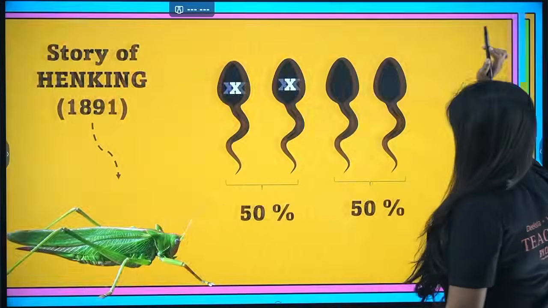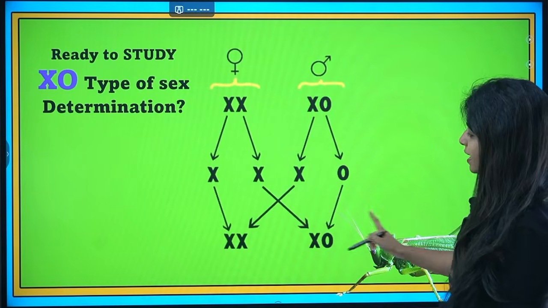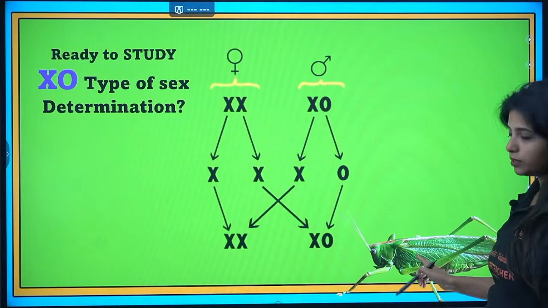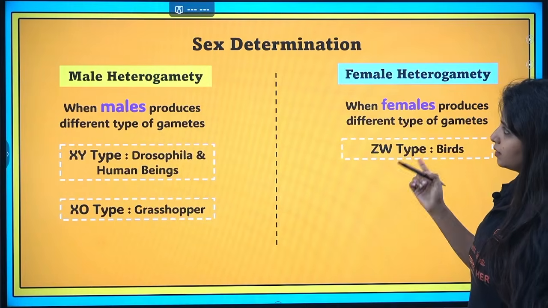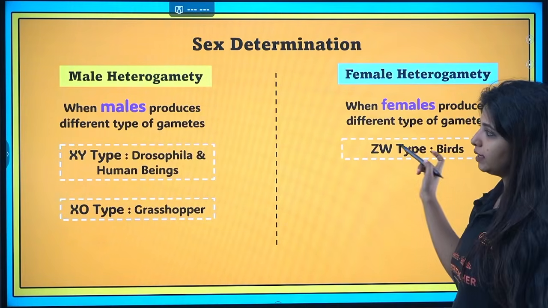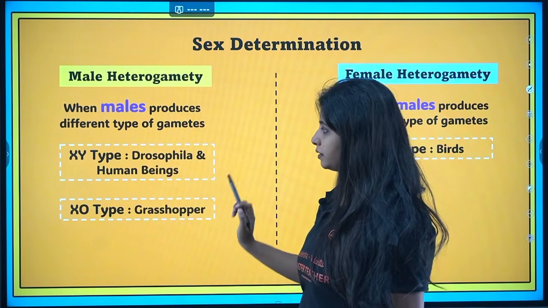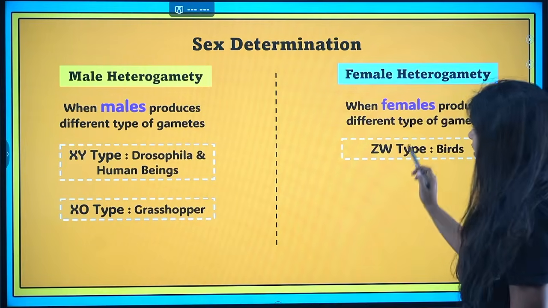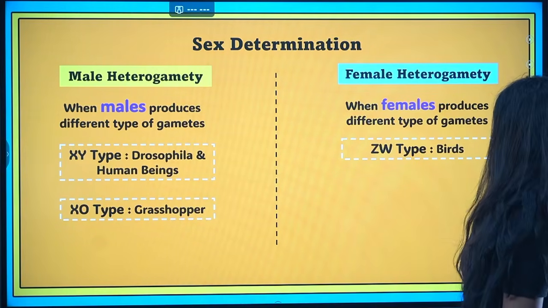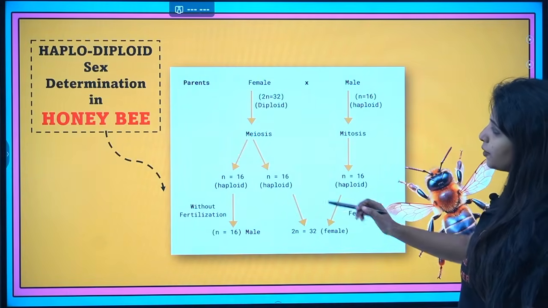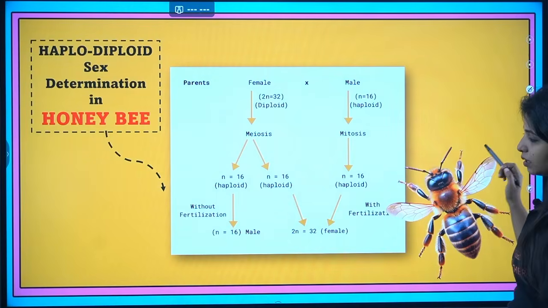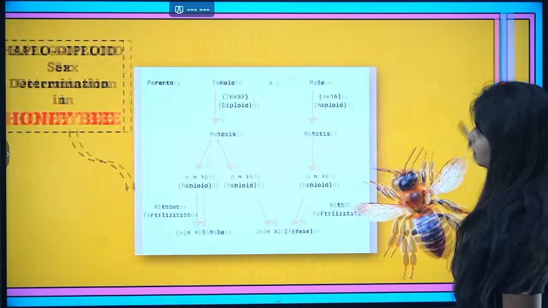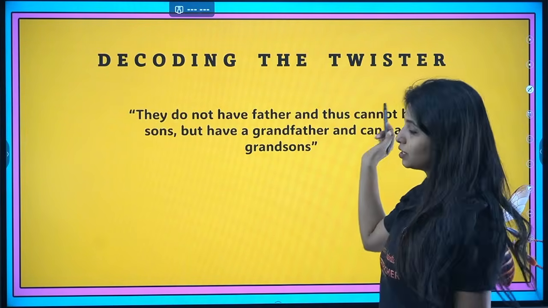So if at all we study all of it now, I told you XO type of determination is seen in grasshopper, right? Sex determination, male heterogamety, female heterogamety. For XY, it is Drosophila and human beings. XO, it is grasshopper. Female heterogamety, you only see in birds. Example is ZW. Okay, haplo-diploid sex determination, I told you it is there in honeybees, and this is what you see. Now, over here, decoding the twister in your NCERT.